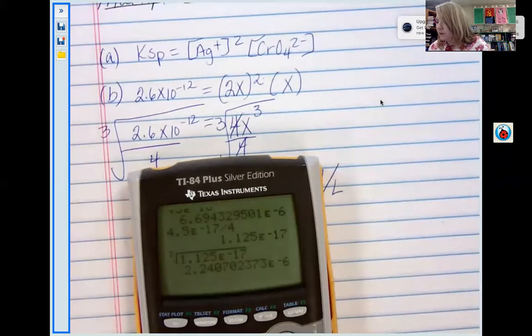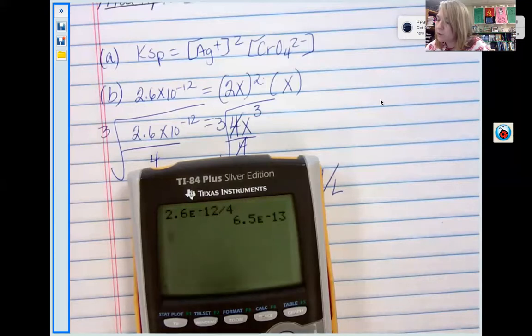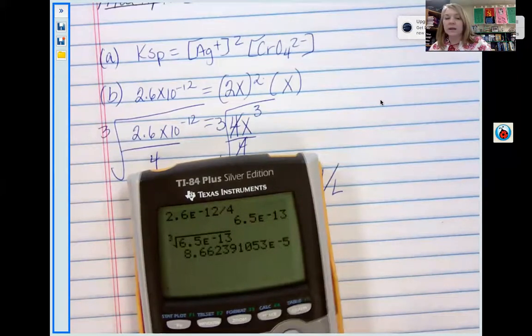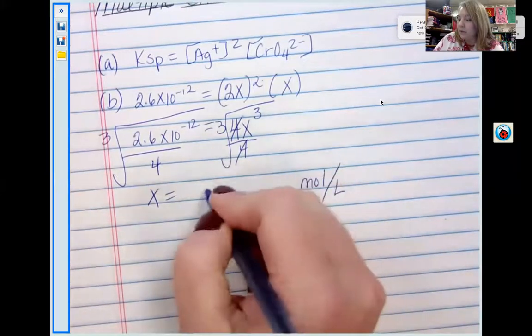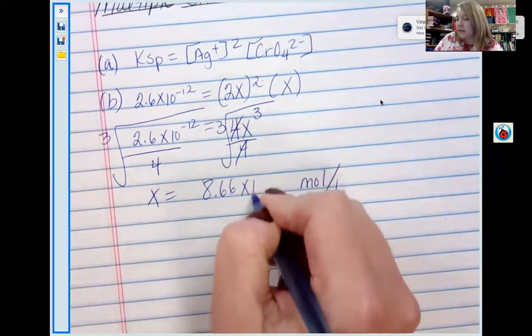Let's plug this in real quickly. 2.6 times 10 to the negative 12 divided by 4. And then I want to take the cube root of that. Enter. And so I got 8.66 times 10 to the negative 5th. 8.66 times 10 to the negative 5th.